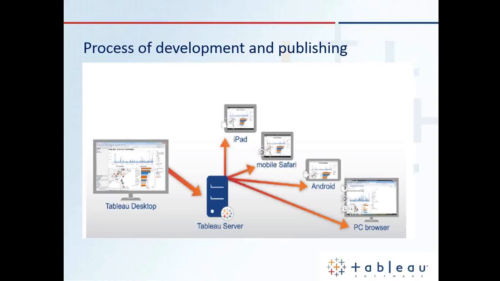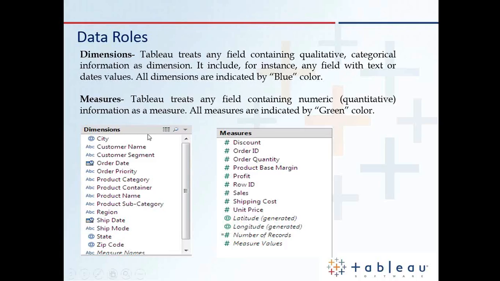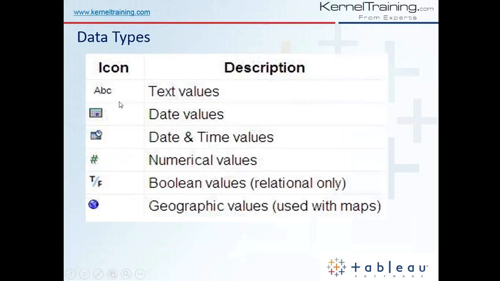These are all the data dimensions and measures. All the dimensions will be in blue color. All the measures will be in green color. For each specific column, we have one icon. If it is ABC, it means text values. If it is a calendar, it means date values. If it is a calendar with time, it means date and time values. If it is a hash, it means numeric values. If it is true or false, it means boolean values. If it is a globe, it means geographic values, so we can show this on a map. See all these dimensions and measures.